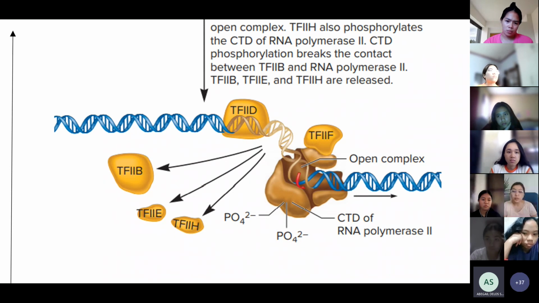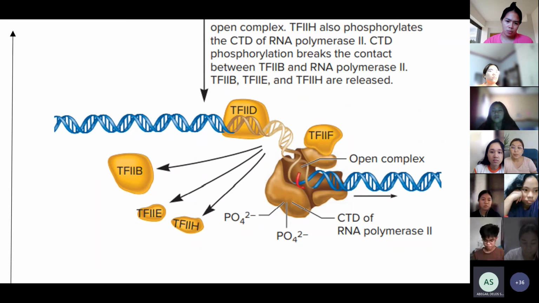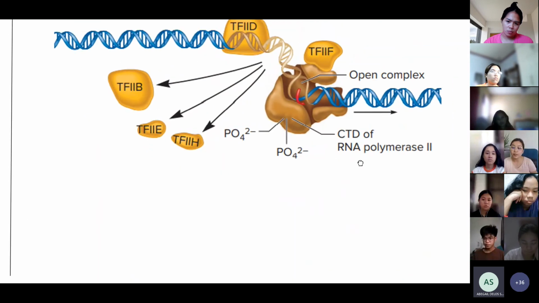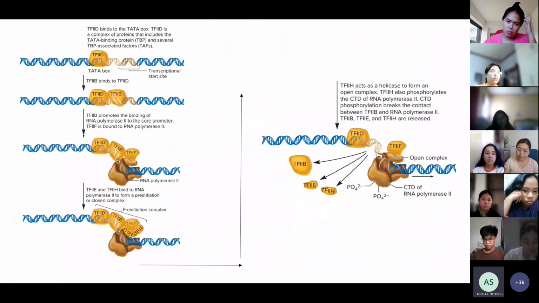So these are the steps that lead to the formation of the open complex. Now, once the strands of the DNA are separated at the TATA box to form an open complex, the open complex would now move to the transcriptional start site, which is about 25 base pairs away from our TATA box.